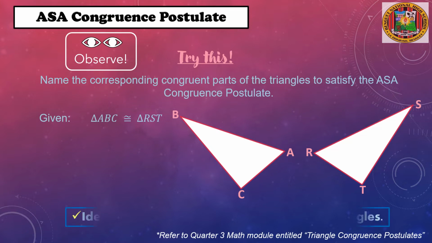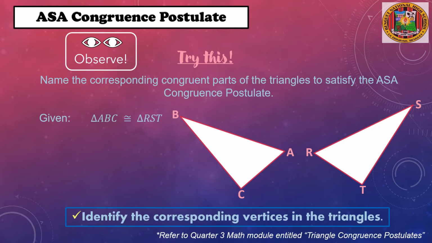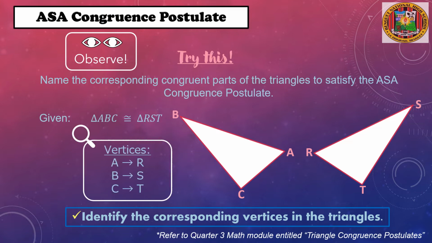Identify the corresponding vertices in the triangles so that we can name the parts correctly. We see that vertex A in triangle ABC corresponds with vertex R in triangle RST. Vertex B corresponds to vertex S, and vertex C corresponds with vertex T.